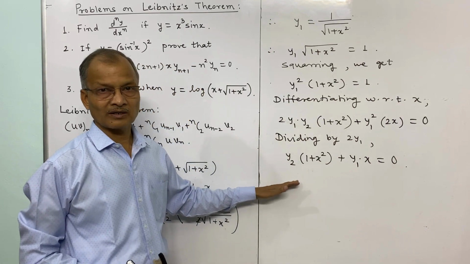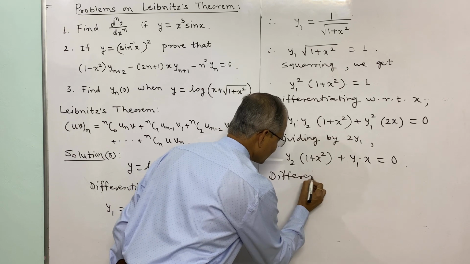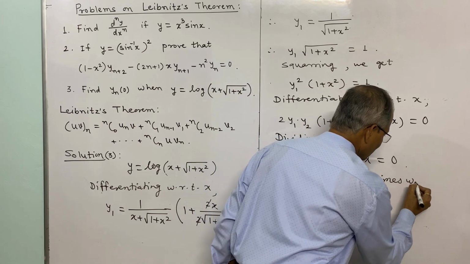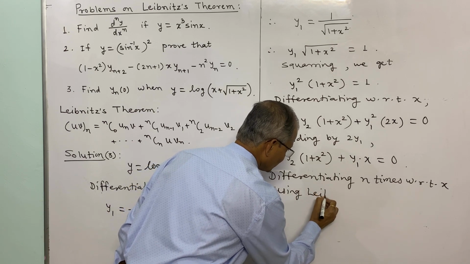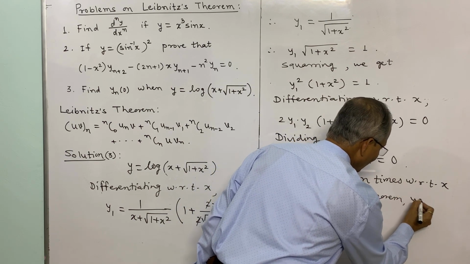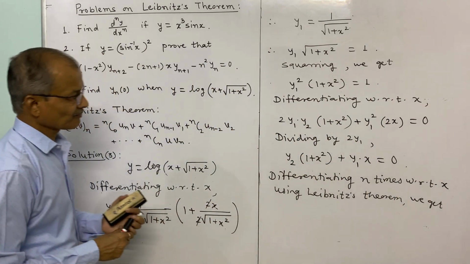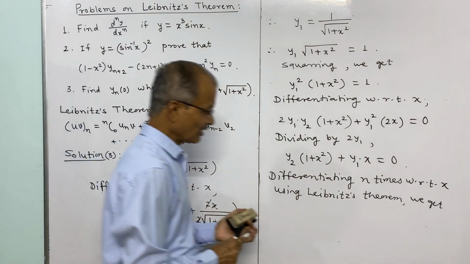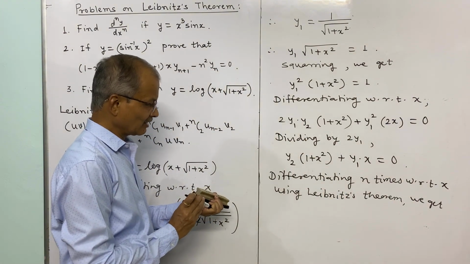So this we shall get, and thus we have obtained a relation in terms of the first derivative and second derivative. Now we differentiate n times using the Leibniz rule, differentiating n times with respect to x using the Leibniz theorem. Now see, we have to apply the Leibniz theorem for this product, taking y2 as the first function and 1 plus x square as the second function. And as in the earlier problem, we shall apply the Leibniz theorem.